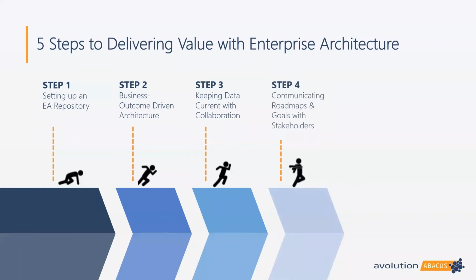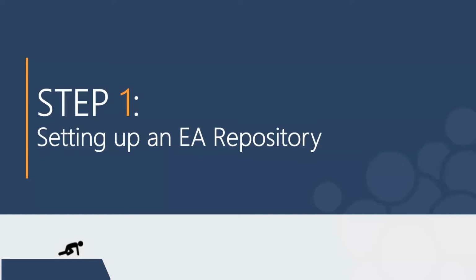Fourth step, we'll look at how to communicate this gathered and analyzed data in a business-friendly manner in the form of dashboards, in a familiar environment for your stakeholders, which allows them to make confident and informed decisions. And finally, we'll touch on our enterprise architecture tool checklist. So let's jump into step 1, setting up the enterprise architecture repository.